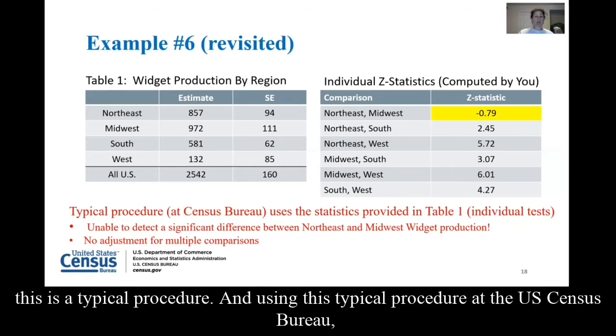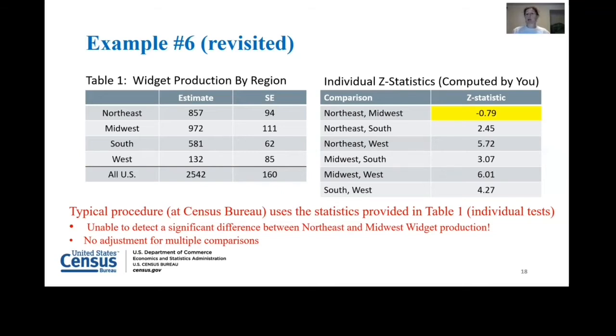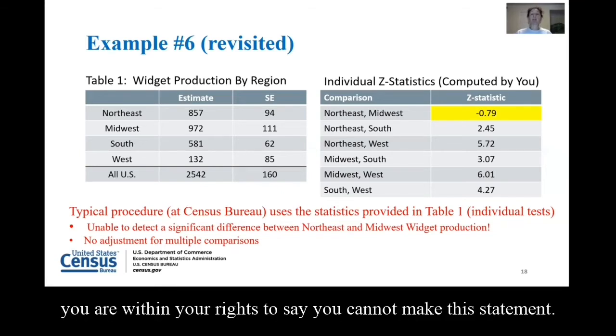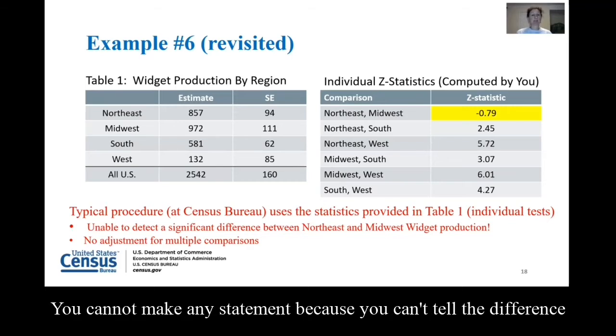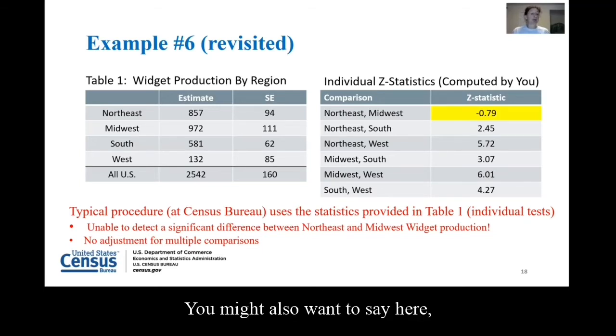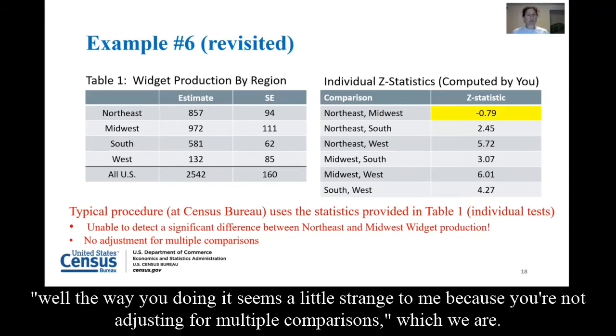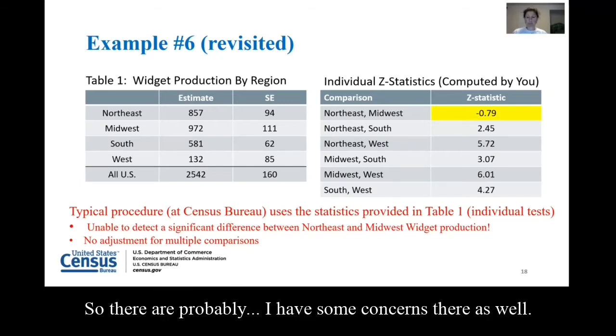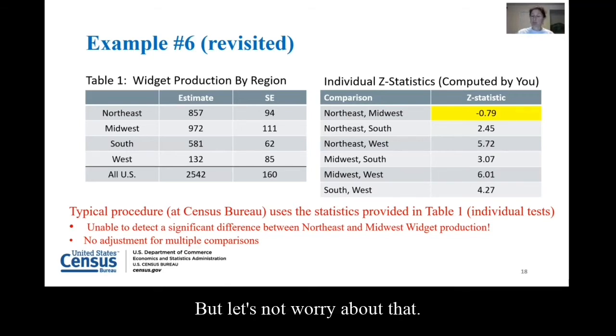Now, this is a typical procedure, and using this typical procedure at the U.S. Census Bureau, you are within your rights to say you cannot make this statement. You cannot make any statement because you can't tell a difference between the Northeast and the Midwest using the estimates and the standard errors you provided for me. You might also want to say here, well, the way you're doing it seems a little strange to me because you're not adjusting for multiple comparisons, which we are. So I have some concerns there as well. But let's not worry about that.